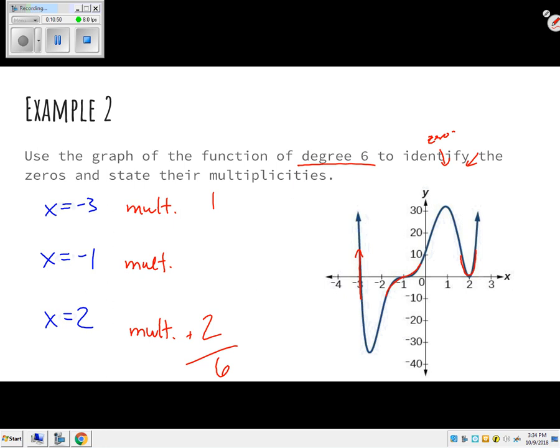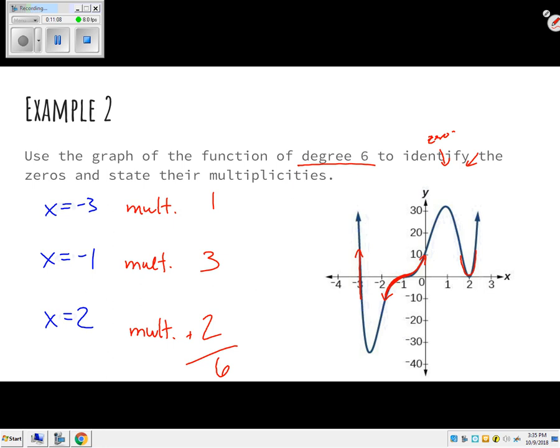Look at what this does right here at 1. It kind of snakes over it, right? Like a snake on a plane. If you go back and remember what our snake on a plane function is, it is x cubed, which is exactly the multiplicity of this one.